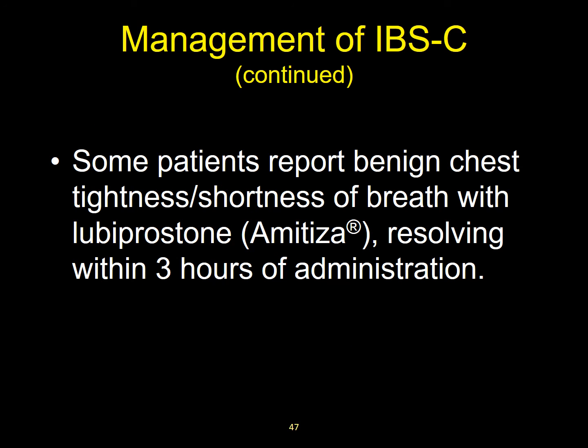Interestingly, some patients do report benign chest tightness or shortness of breath when they take it, but this usually goes away within a couple hours of administration and is not clinically relevant. However, because this occurs, a lot of prescribers don't like to use it in people that have coronary artery disease or conditions that can predispose them to cardiogenic chest pain. But don't be overly concerned if somebody with no cardiac history and no cardiac risk tells you that they get chest tightness after they take it. That is an observed phenomenon with Amitiza. Makes you go poops though.